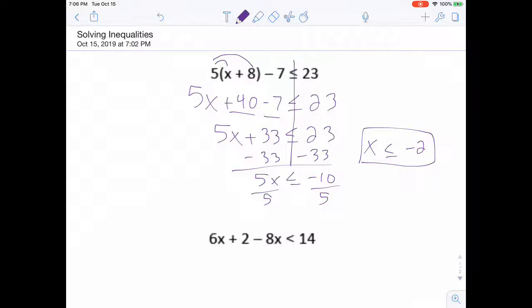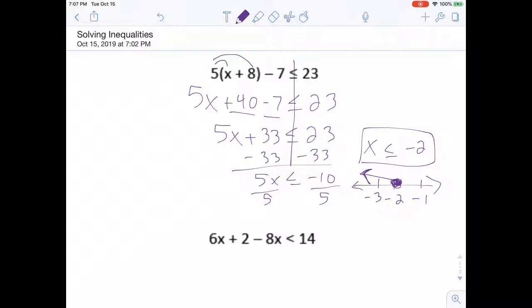If I had a number line, I would have negative 2. I would also have 1 below, negative 3, and 1 above, negative 1. At negative 2, it's going to be a closed circle because there's a line underneath the inequality. And here I want all values that are less than negative 2. So my arrow is going to go to the left. Okay, negative 3 is less than negative 2. So that's true, so it goes to the left.